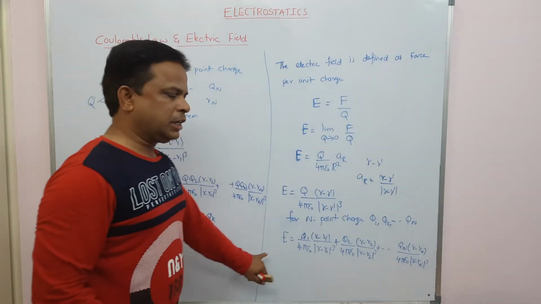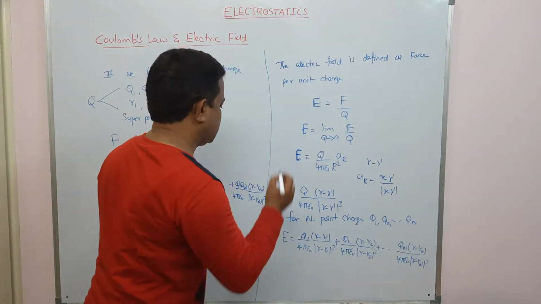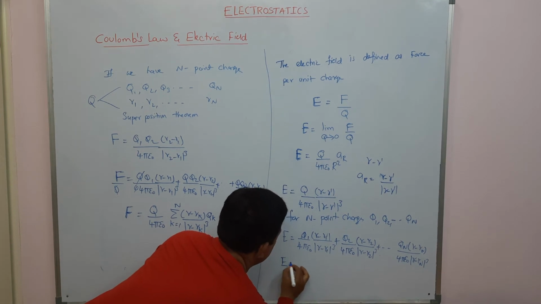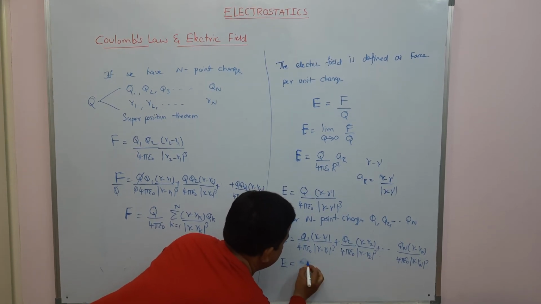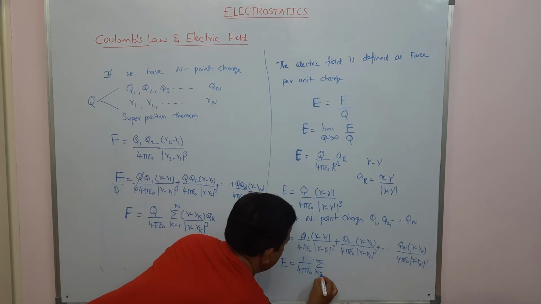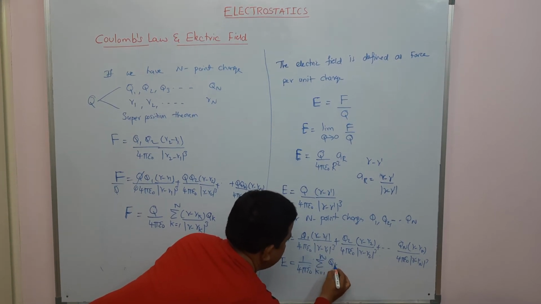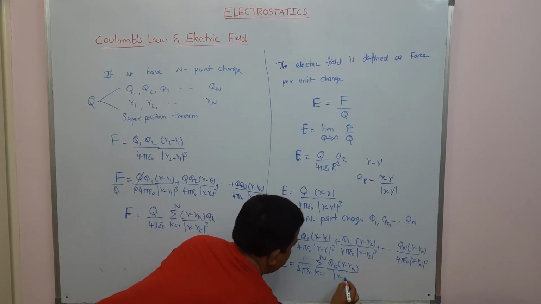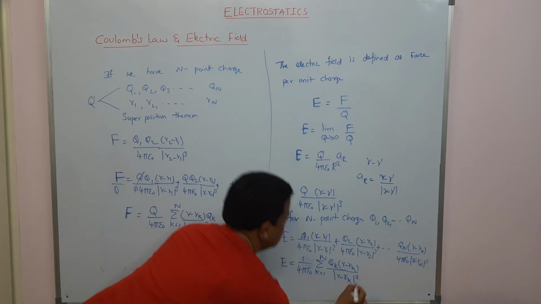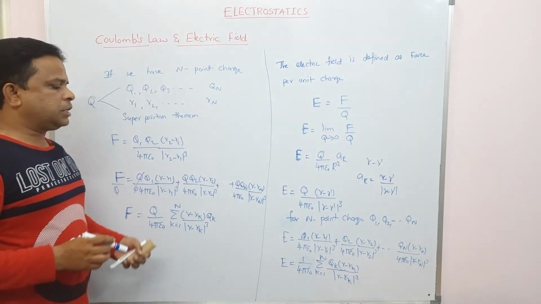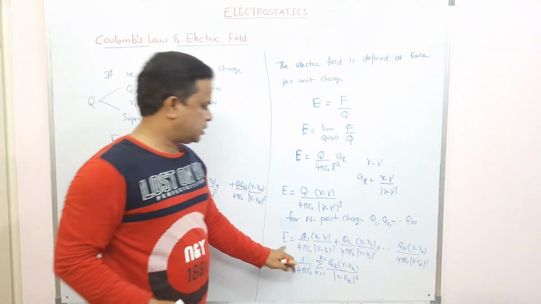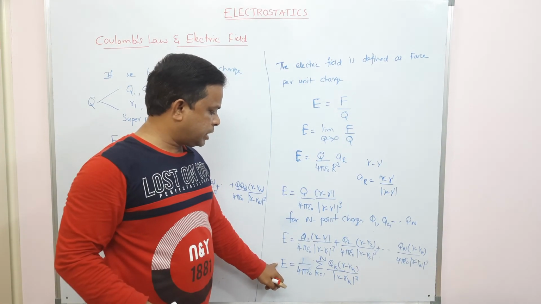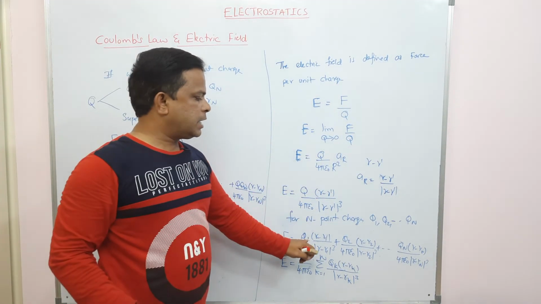Now we can keep this electric field equation in compact form: E is equal to 1 by 4 pi epsilon naught summation k is equal to 1 to n of qk into r minus rk by mod of r minus rk whole cube. So this is the equation which we have got for the electrostatic field, E field, for the n number of point charges.